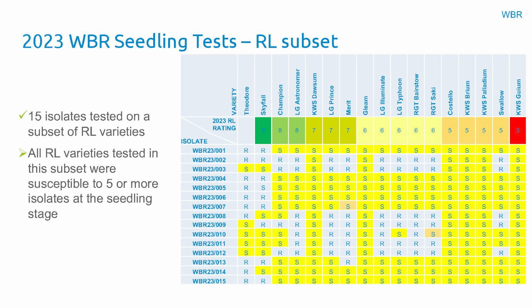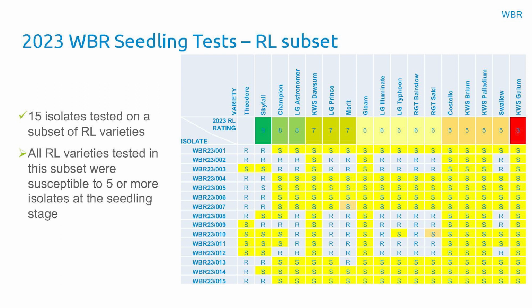Again, for this pilot screen that we did on the RL subset, my 15 isolates were tested on a subset of the RL varieties. Again, we picked out ones that we thought would be interesting to have a look at against those 15 isolates.